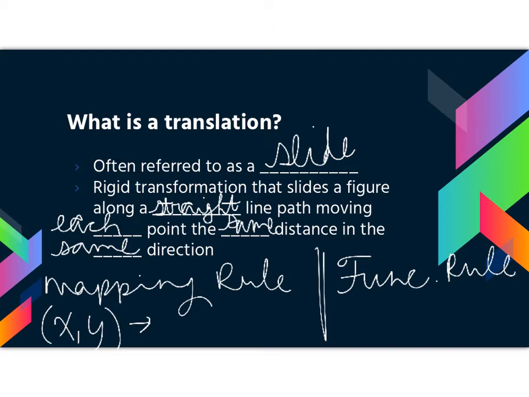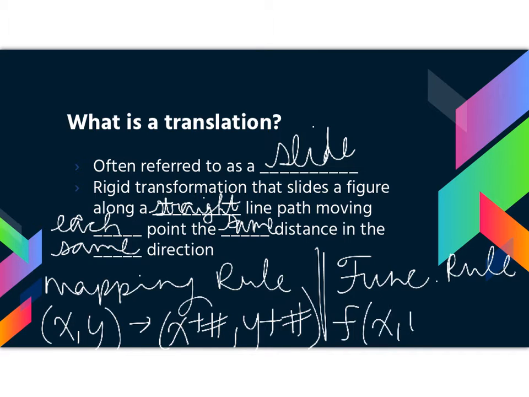When you see a mapping rule that is showing a translation, you'll often see xy goes to x plus some number, and then y plus some number. That number doesn't have to be the same, but if you're adding or subtracting a number only, then you have a translation occurring. Similarly, the function rule is just f of xy equals x plus a number, y plus a number.